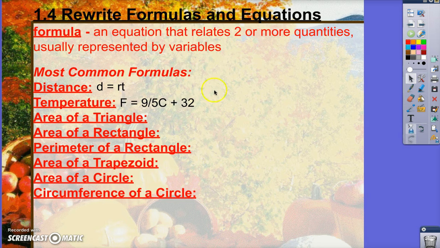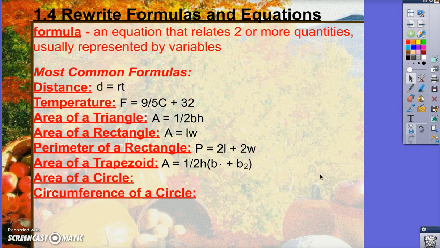Temperature is another common one. Fahrenheit equals 9/5 degrees Celsius plus 32. Next couple are more math ones, I would say, than a science class or physics class. Area of a triangle, area equals 1/2 base times height. Area of a rectangle, area equals length times width. Perimeter of a rectangle, perimeter equals 2L plus 2W, or perimeter equals 2 times the length plus 2 times the width.